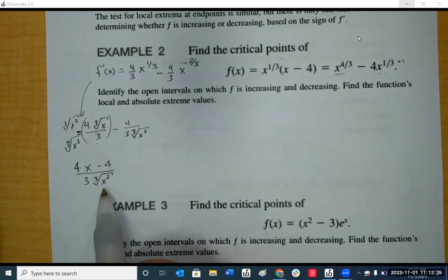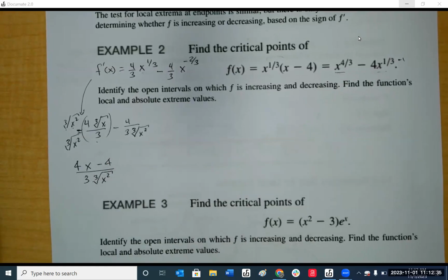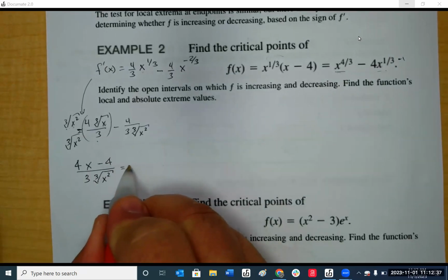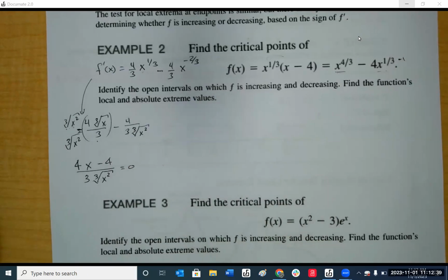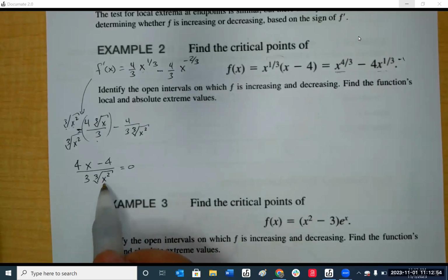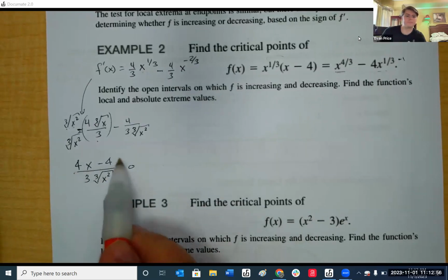So we have an asymptote at 0. We can't have a 0 in our solution. So what are our zero points? If we set this equal to 0, what do we get? The only way a fraction can equal 0 is if what? Can the bottom ever be 0? The numerator is 0. Only the numerator, yeah.